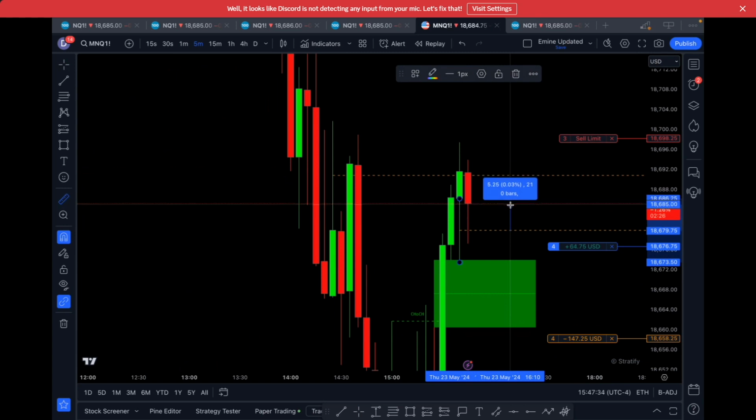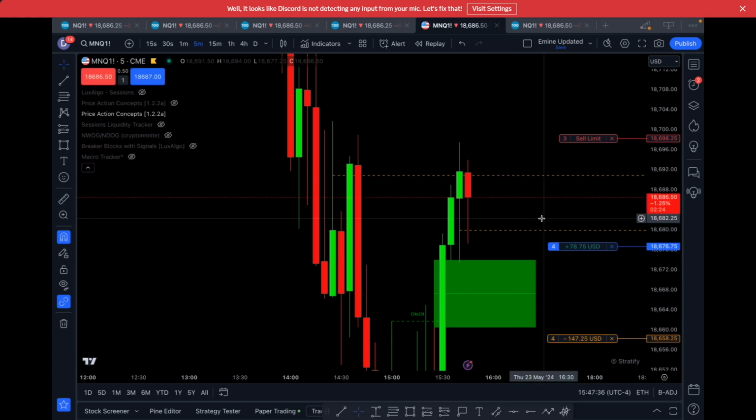Almost 30 ticks, 20 ticks, right? So that's $100 with one contract. Or if you're in 5 contracts, that's $500. You can play those. Those are risky, but if you know what you're doing, you can benefit greatly from them.